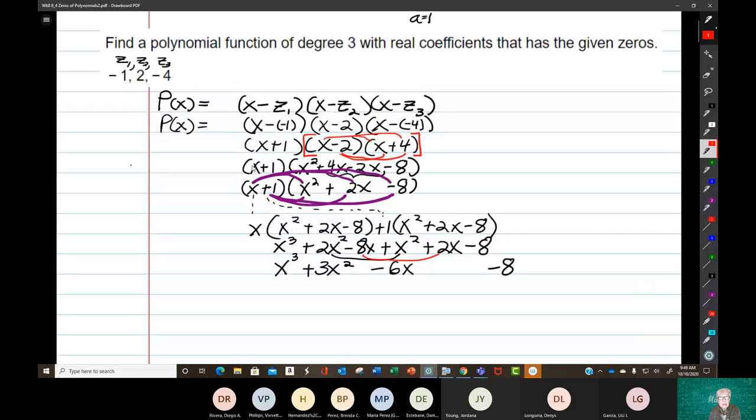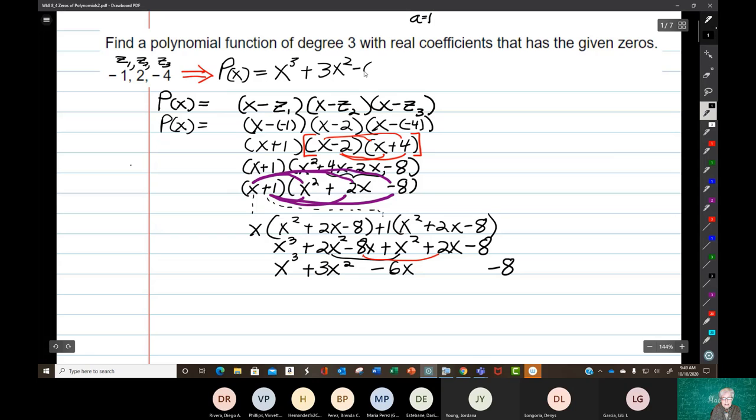these three zeros have just built a polynomial. Busy little guys. Polynomial P of X, or F of X, or G of X, or anything you want to call it: X to the third plus 3x squared minus 6x minus 8. That's what zeros do. They build polynomials, then the polynomials are used to forecast whatever it is you're looking for.